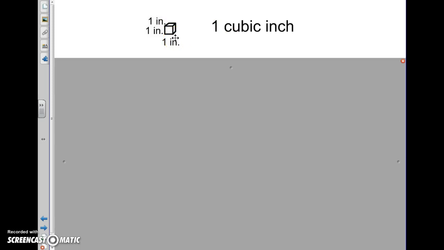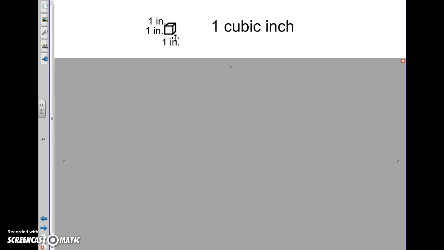So when you think of cubic inches, you think of 1 cubic inch, you think about putting your forefinger and your thumb about an inch apart and think, okay, it's that long, that wide, that high, it's about that big, that's 1 cubic inch.